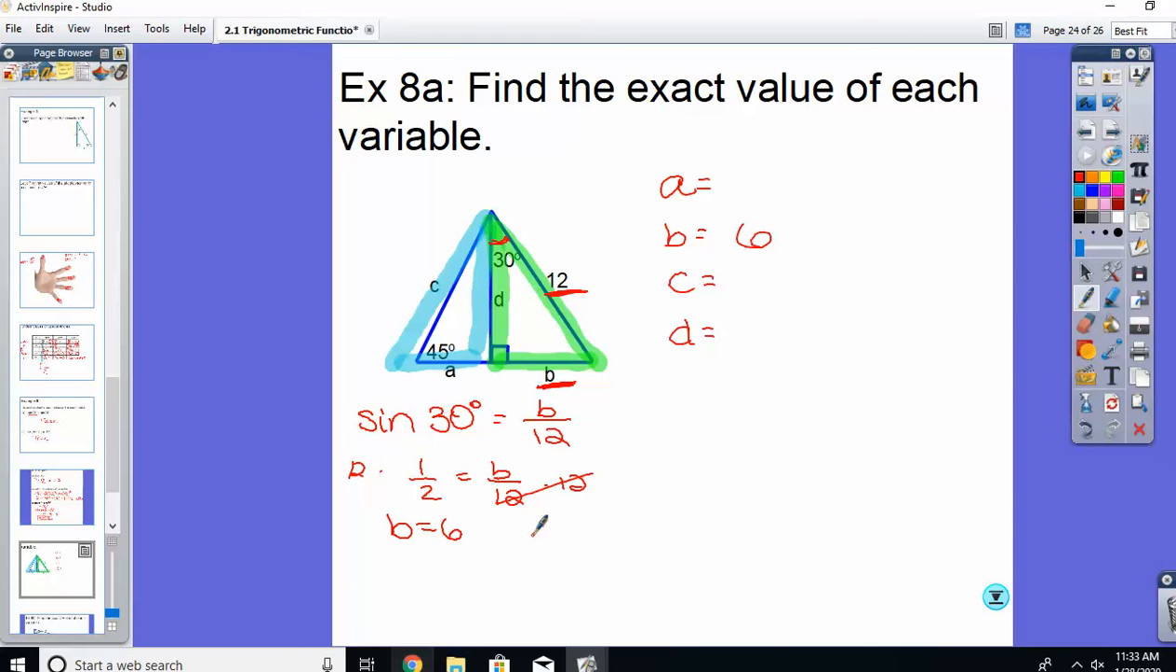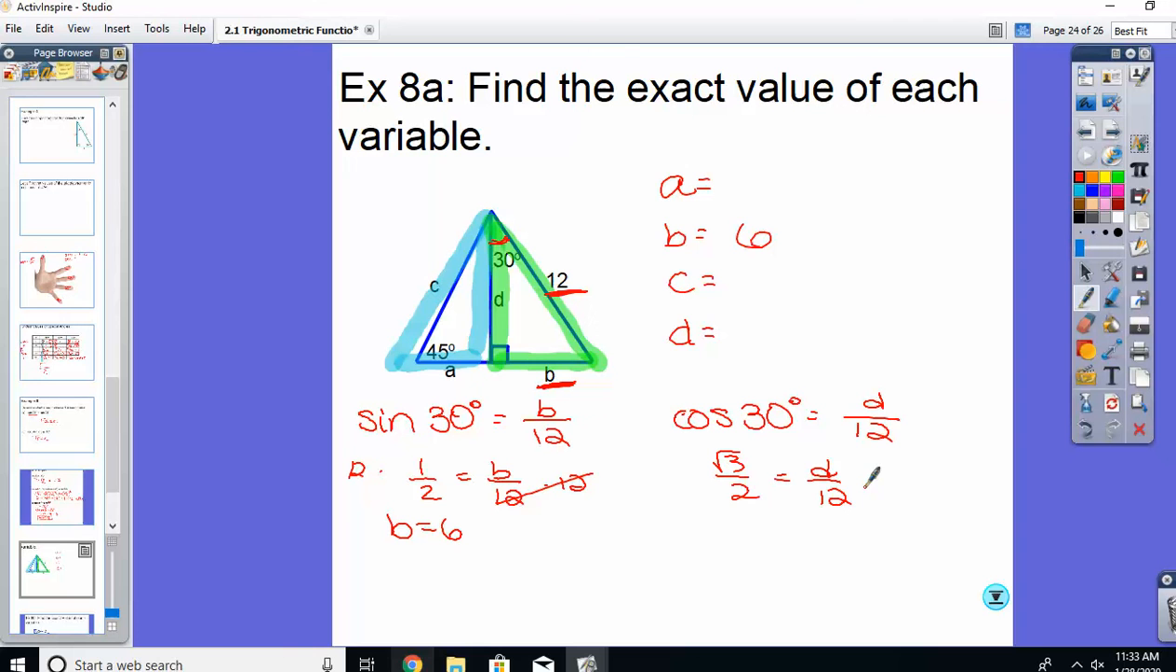From this 30, D would be what side? Adjacent. I try to use a number given in the problem if at all possible, just in case I messed up on B, then I don't mess up on all of them. So let's use the 12. So I have adjacent and hypotenuse. What trig function is that? Cosine. So I could say the cosine of 30 degrees equals my adjacent side D over my hypotenuse 12. Cosine of 30 is radical 3 over 2.